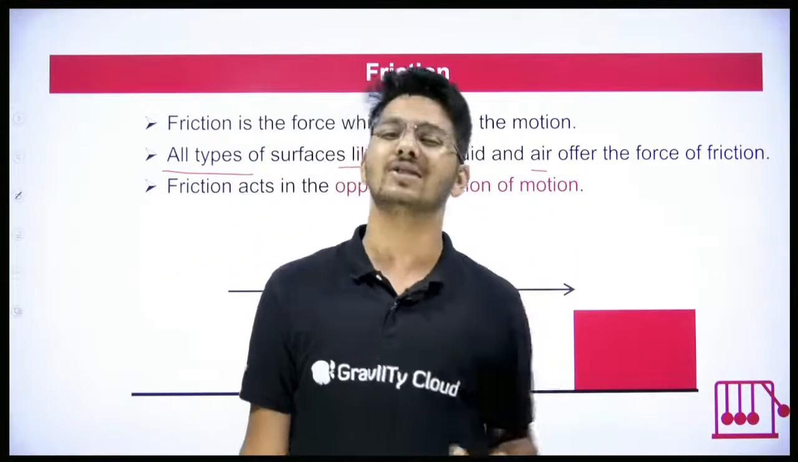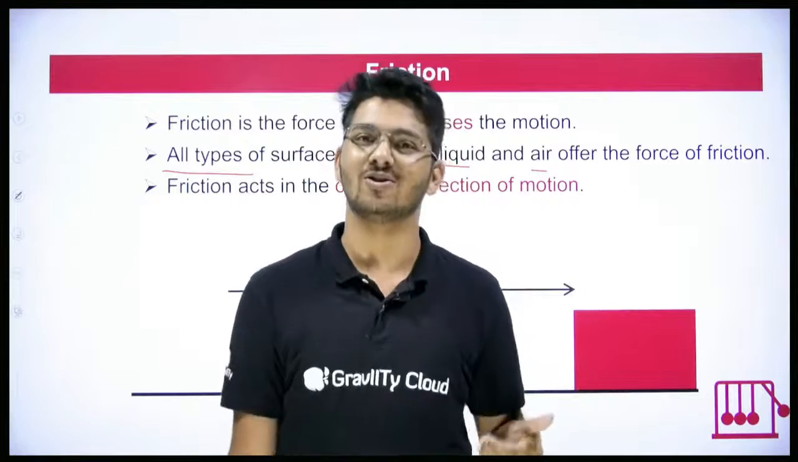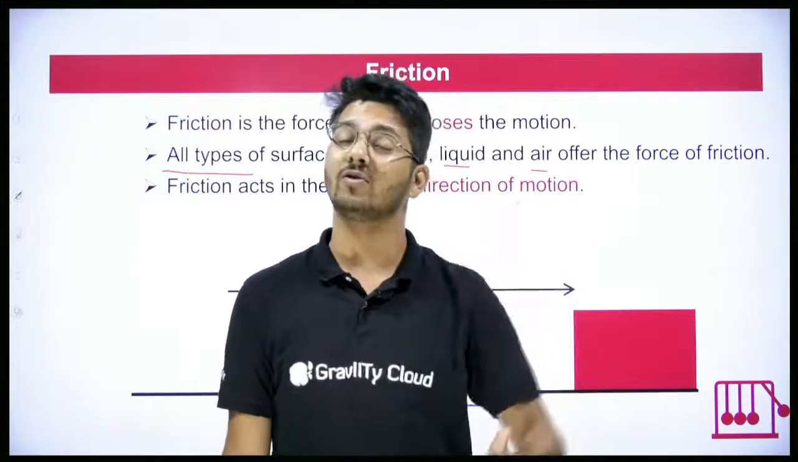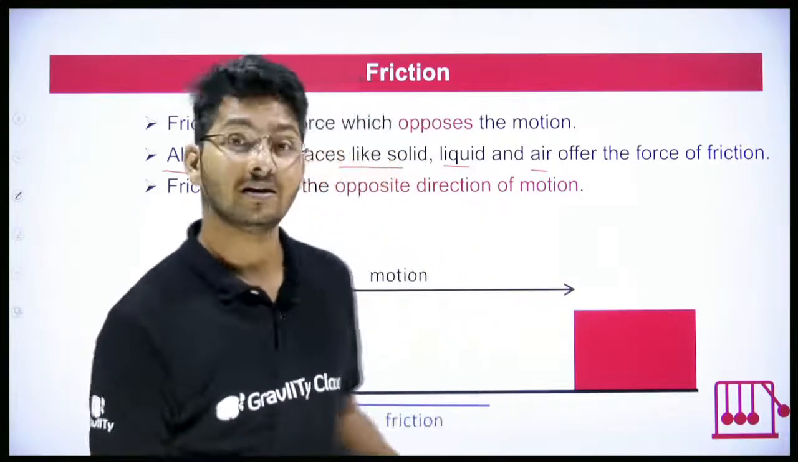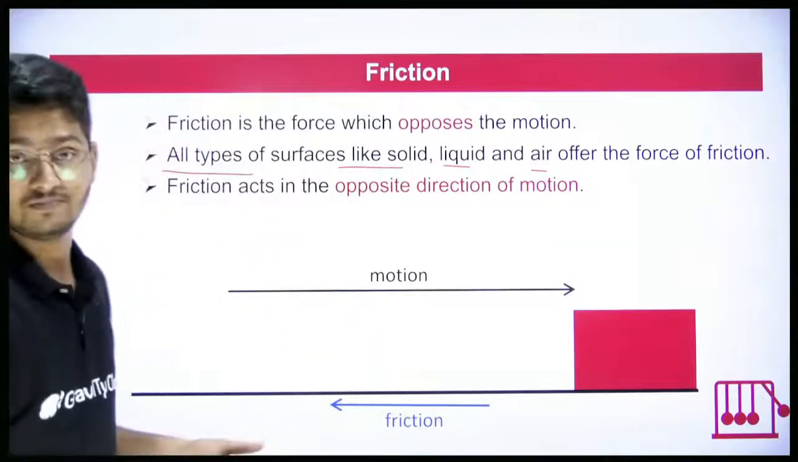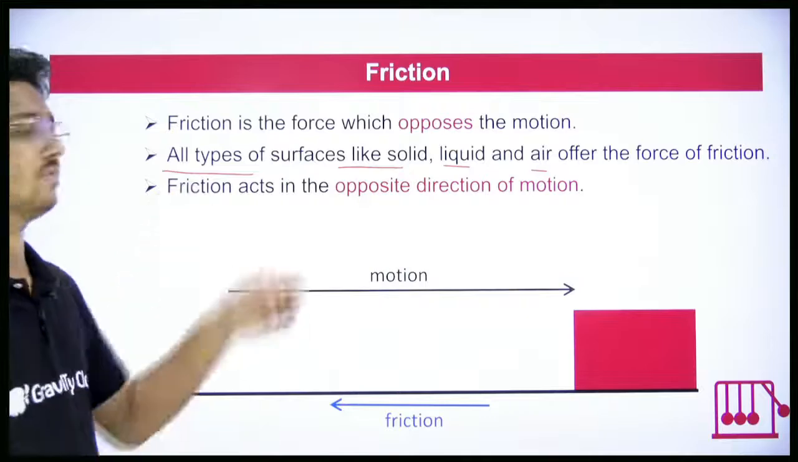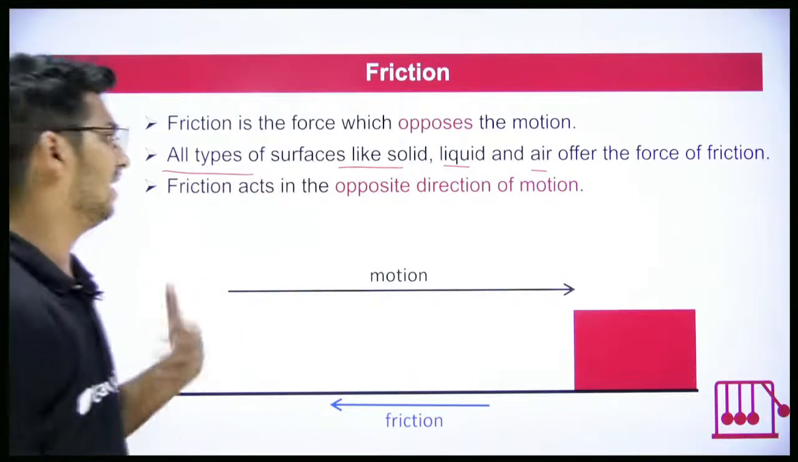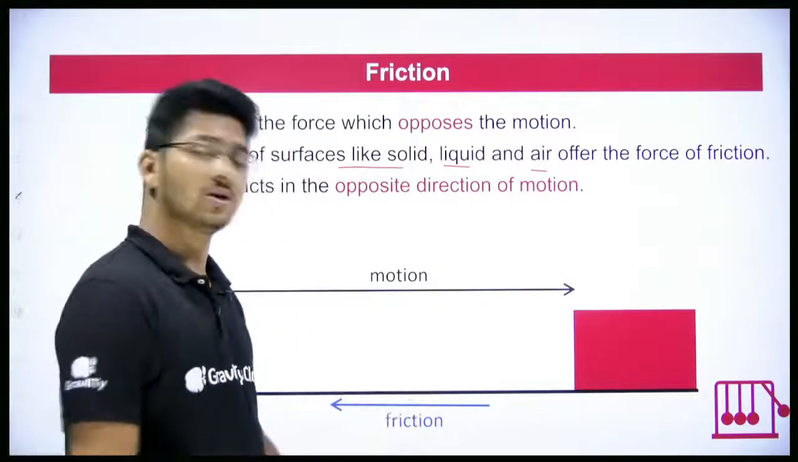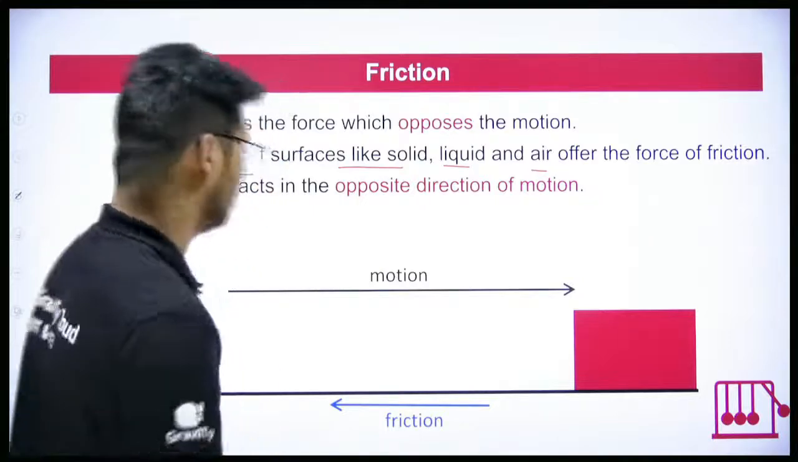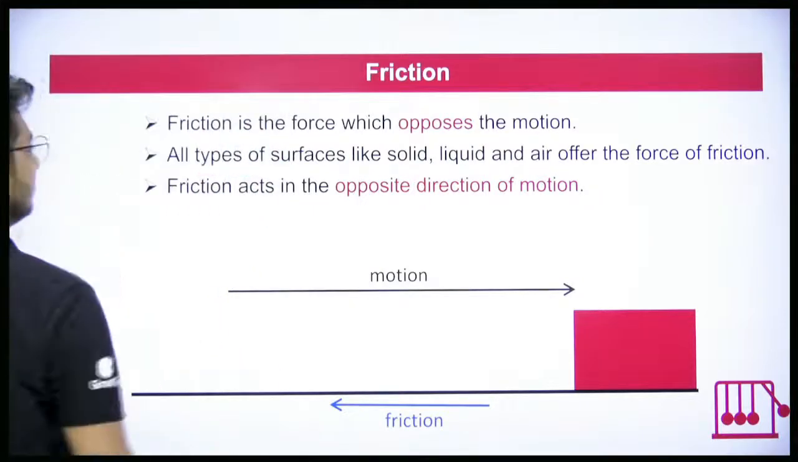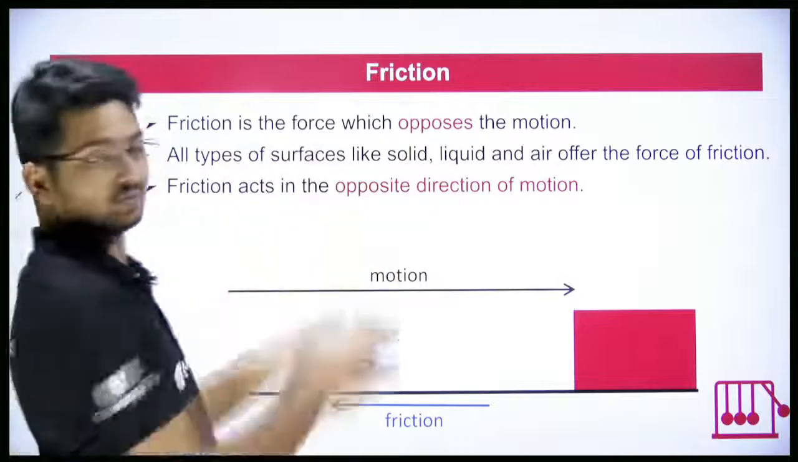So the air in that case is trying to oppose your motion, trying to decrease your speed. So which force is air applying? Air is applying friction. So that is one example of friction by air. Similarly, liquids, water can also apply friction. Understood?